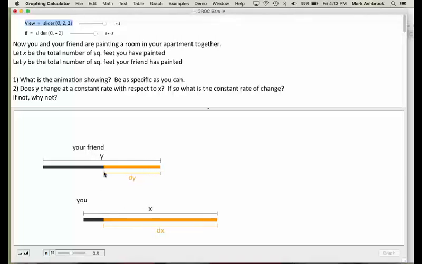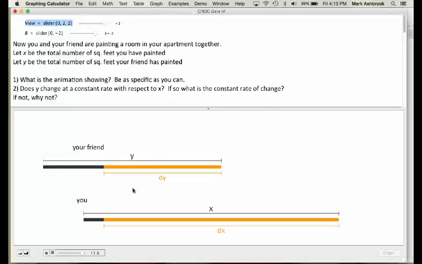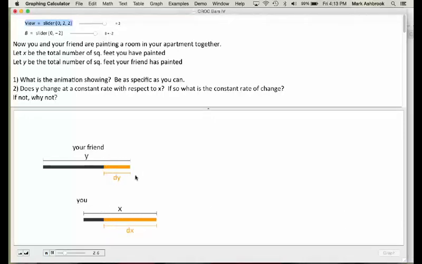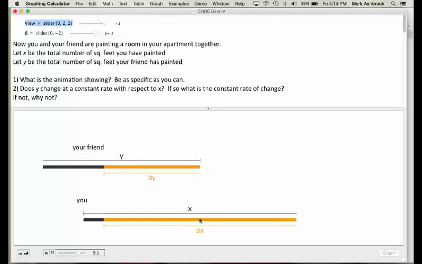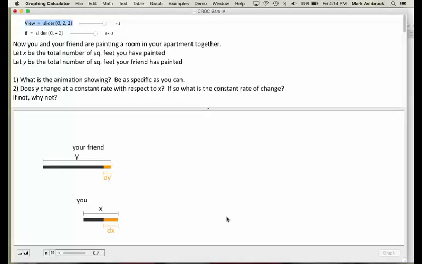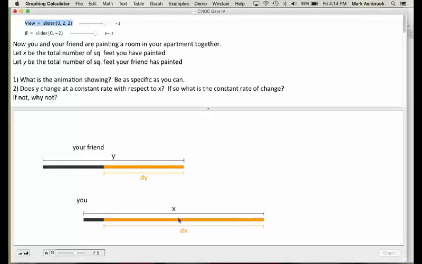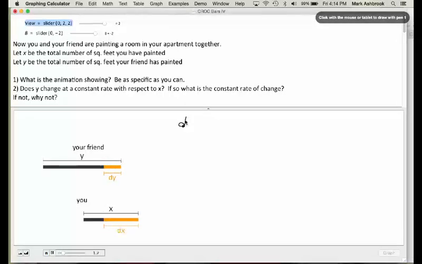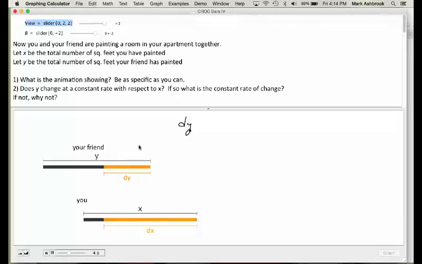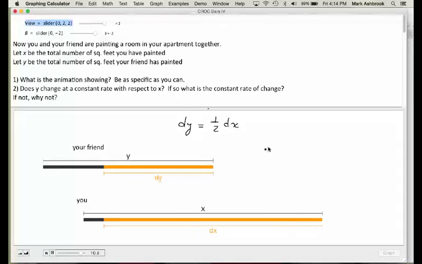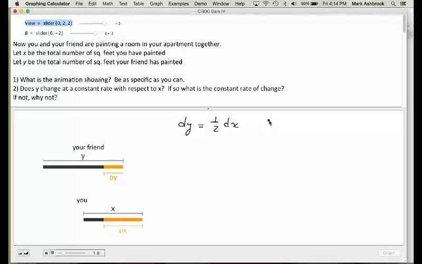So now we can compare dy and dx here by lining up their left sides and see that it looks like dy is always 1/2 of dx. And that is indeed the case here. The change in the amount your friend paints is always half of the change in the amount that you paint. So, constant rate of change.